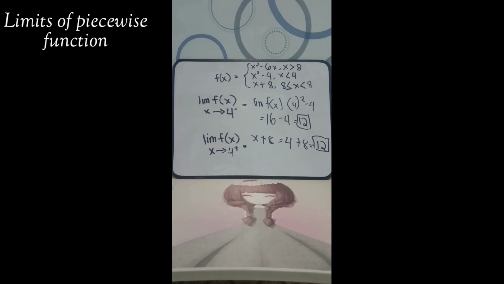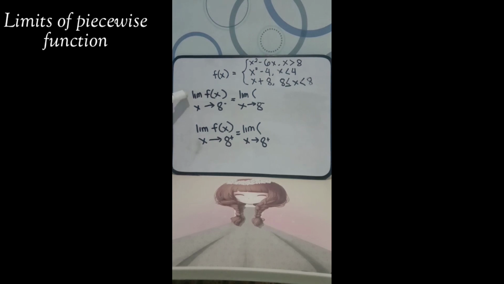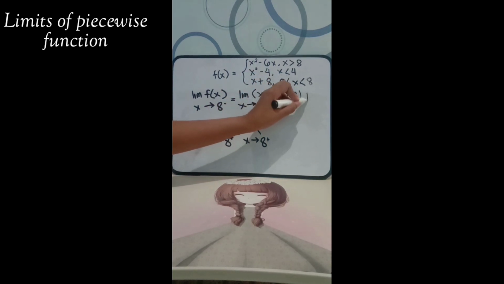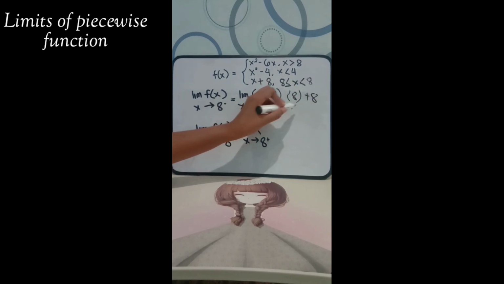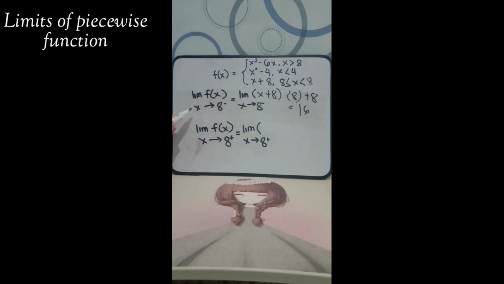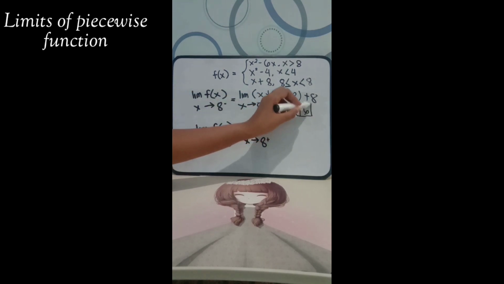So, hanapin naman natin yung 8 na nasa kabila. Ang next naman natin i-solve ay limit of f of x when x approaches to the 8 to the left. So, ang gagamitin natin ay x plus 8. Substitute. 8 plus 8 is equal to 16. When x approaches to 8 to the left, ang magiging sagot niya is 16.